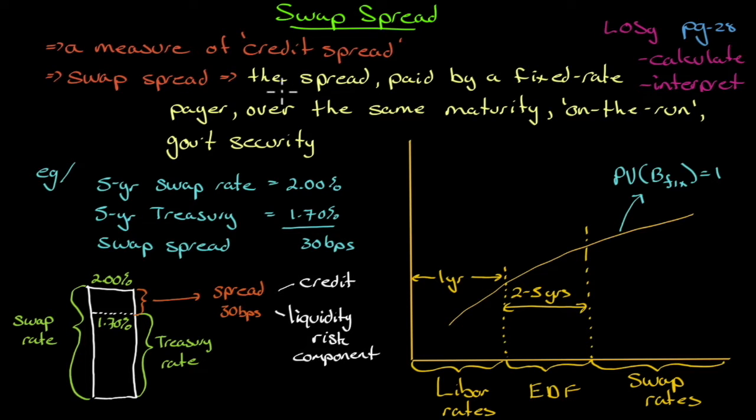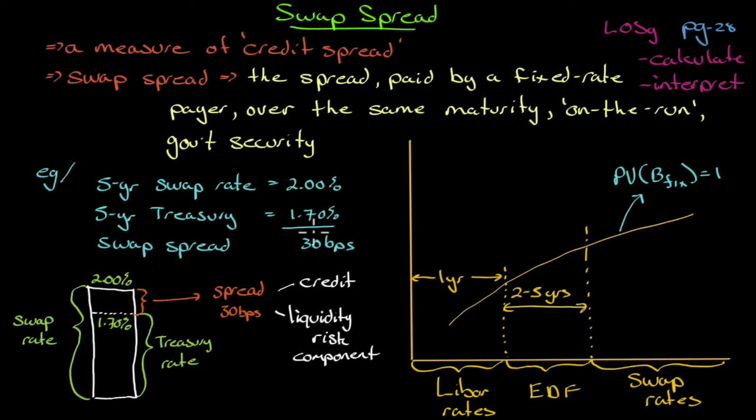The swap spread is the spread paid by the fixed rate payer over the same maturity on-the-run government security. We use the on-the-run because it's the most liquid, so it'll reflect the more relevant interest rate to compare it with. So for example, if we were looking at a 5-year swap, and let's say that it was 2% and the 5-year treasury was 1.7%, the swap spread would be measured at 30 basis points at that maturity.